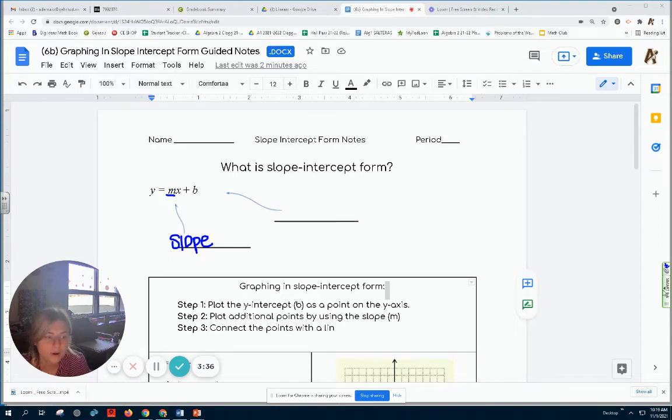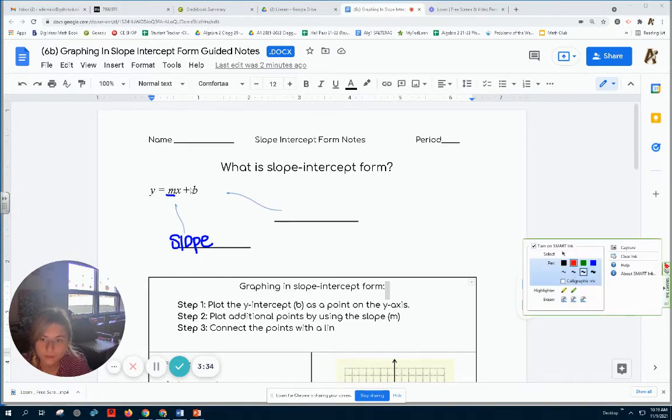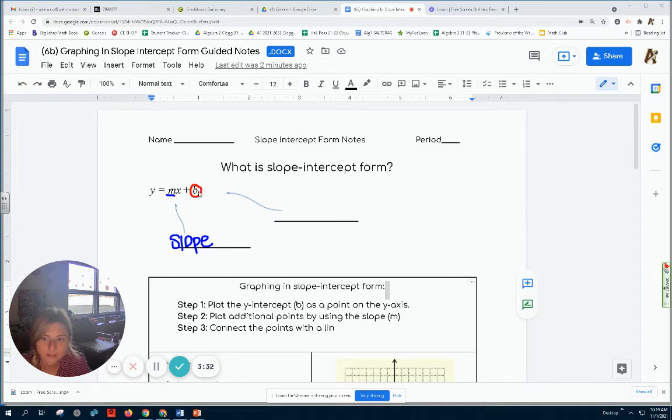So the next part is our b. What is b? Well, b is going to tell us where our y-intercept is. So the way you want to write b is whatever the number is that's out here, you're going to write it as (0, b). This is your y-intercept, okay? So whatever that b is would go right here. So for example, if this was 2, your y-intercept would be (0, 2), just for example, okay?